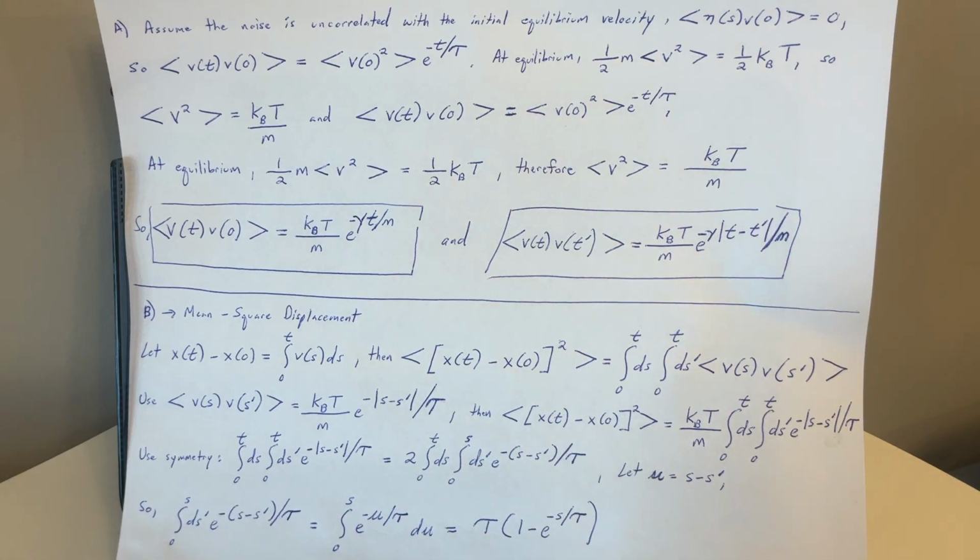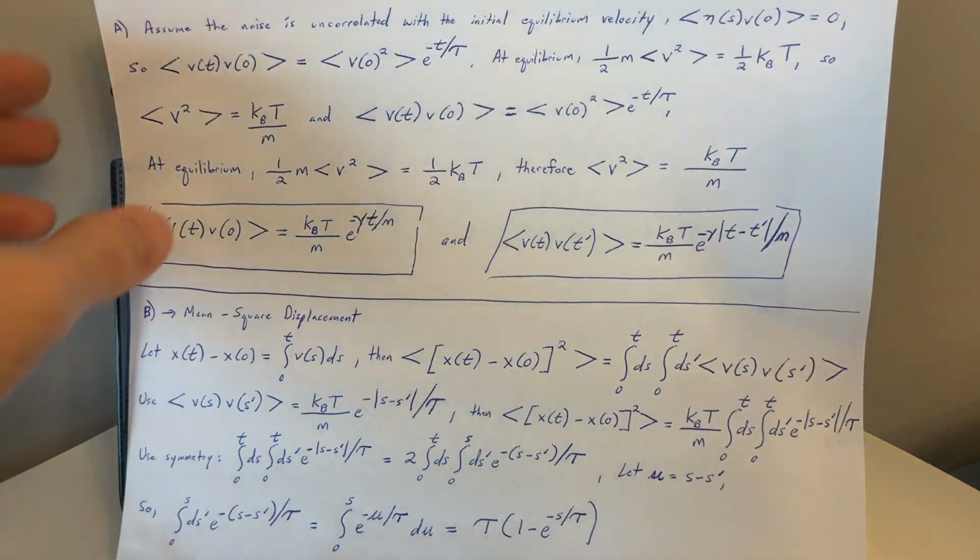So we're going to let u equal s minus s prime. So the integral from 0 to s of ds prime e to the negative quantity s minus s prime over tau equals the integral from 0 to s of e to the negative u over tau du, and then carrying out the computation, that equals tau times the quantity 1 minus e to the negative s over tau. Now, building on that for the rest of letter B.